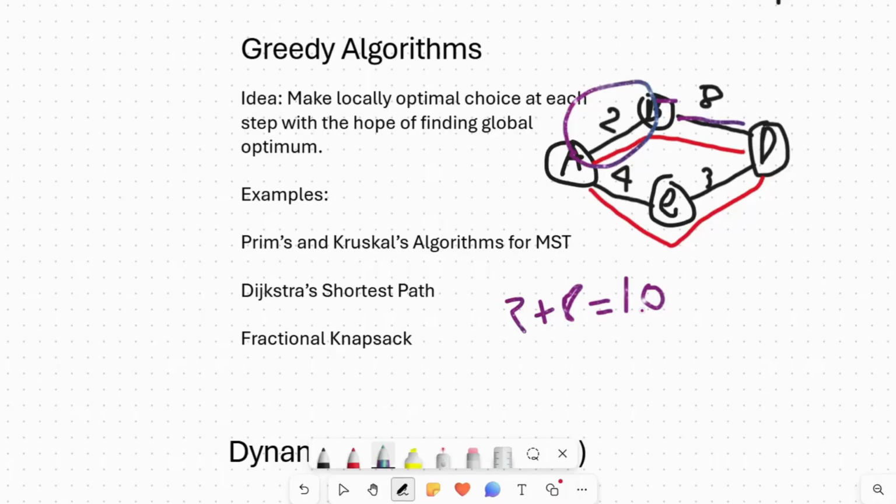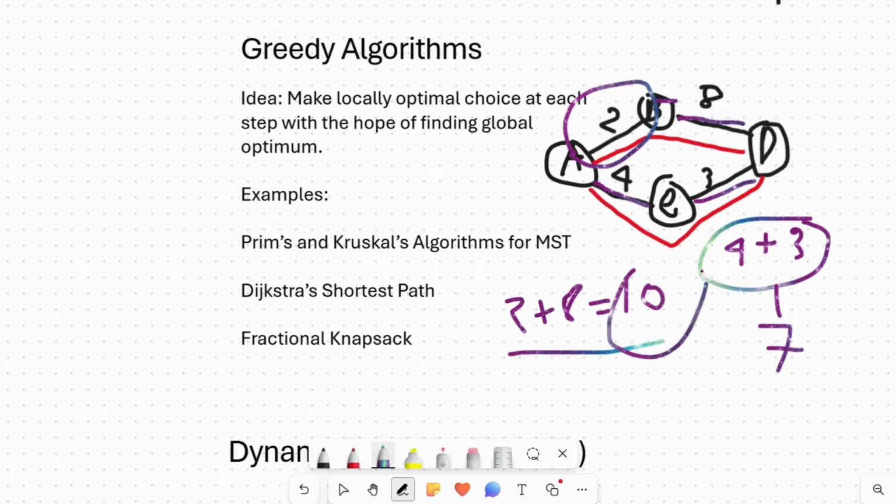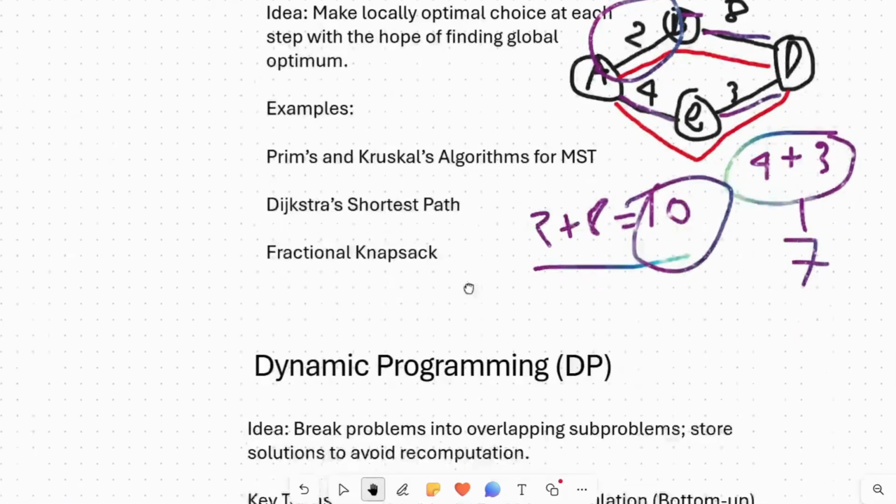It can give you the optimal solution, or it cannot solve the problem in an optimum way. If we don't follow the greedy algorithm, and we follow this path, then our costing is 4 plus 3, which is less than 10. This is more beneficial for us because the costing is 7. If we follow greedy algorithm, our costing is 10. This is higher. So basically greedy algorithm works like this.